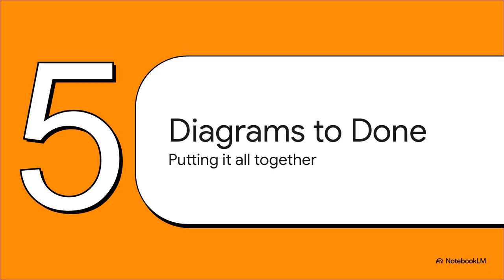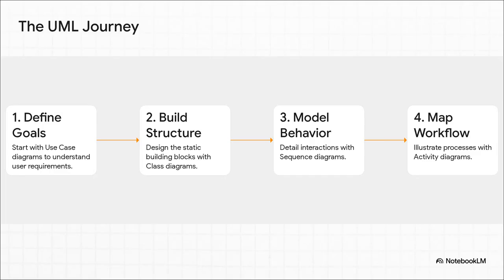So, we've seen 4 very different diagrams, each with its own specific job. You might be wondering, how do these things all connect? Well, the key thing to remember is that they aren't just isolated pictures. They actually form a single connected story that guides the entire development process from start to finish. You follow a really logical path. You start with use cases to define the what, the user's goals, then you design the structure to support those goals with class diagrams. From there, you model the nitty-gritty behavior with sequence and activity diagrams. Each step builds on the last one, adding more detail and making sure the entire team is building the exact same thing.